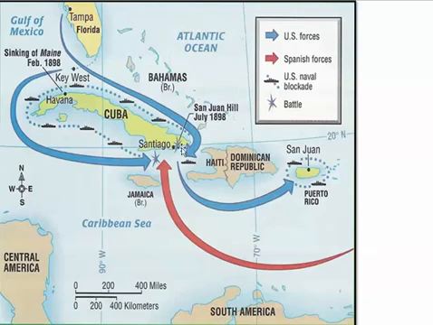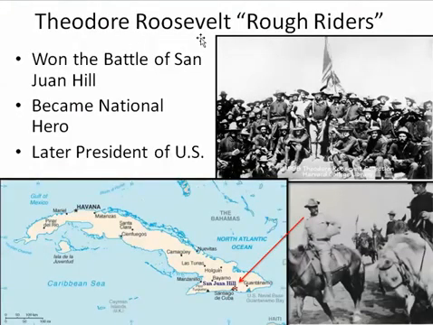And there at San Juan Hill, a national hero comes about. His name is Theodore Roosevelt. He retired as assistant to the Secretary of the Navy, I believe. And then he becomes a leader of the Rough Riders group that went to San Juan Hill here and rushed that hill and took it. And he becomes a hero there after winning the Battle of San Juan Hill, becomes a national hero. Later he's going to be elected President of the United States.